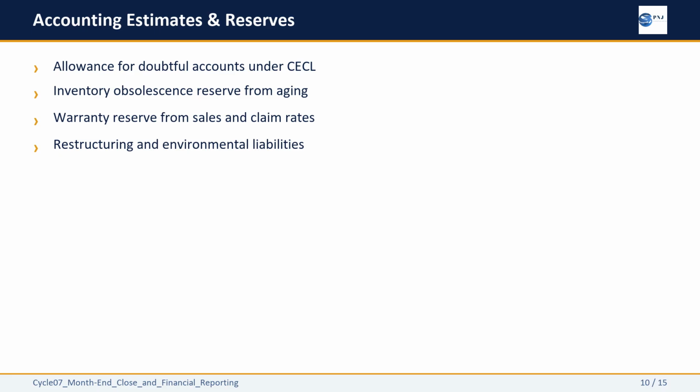Restructuring charges are recognized when the liability is incurred, specifically when a termination plan is communicated to affected employees, not when management privately decides. Environmental liabilities are recognized when probable and reasonably estimable.